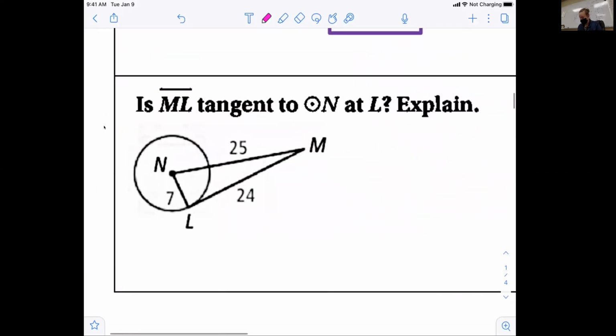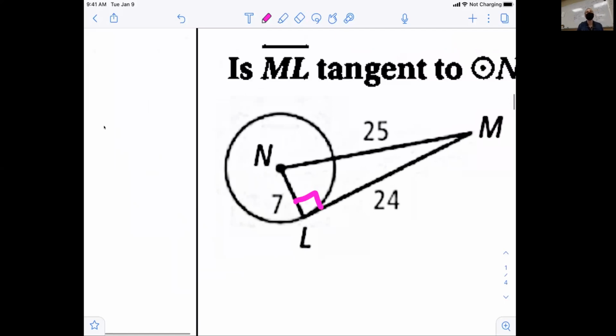This one says, is ML tangent to circle N at L? Explain. Is this tangent to the circle? How do I know if it's tangent? What would be true if it was tangent? Caleb? Where L is. If that was a true statement, there would be a 90-degree angle there.